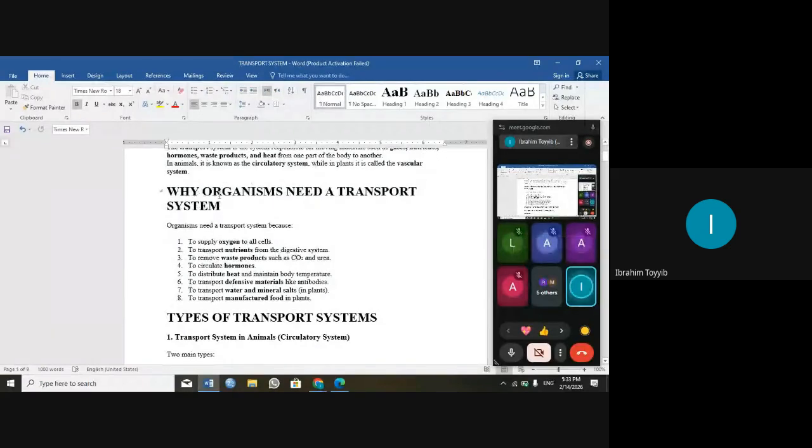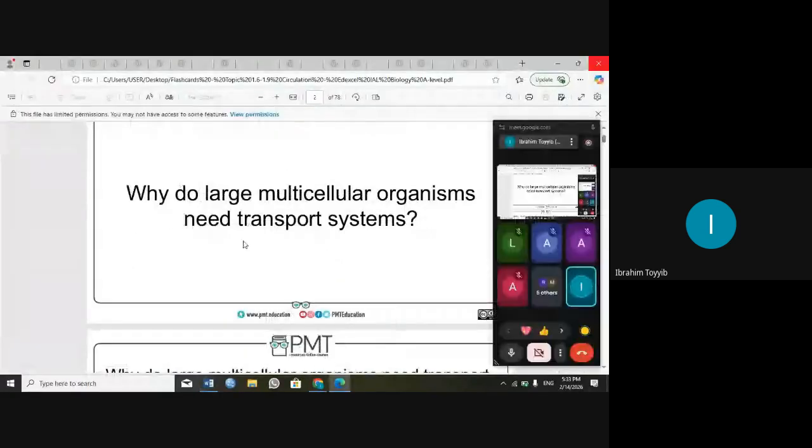So why do organisms need a transport system? You can use it to supply oxygen to all cells, to transport nutrients, and to remove waste products. So let's look at this. This question says, why do large multicellular organisms need a transport system? You cannot say that I did not teach you this one, because I've taught you why organisms need a transport system already.